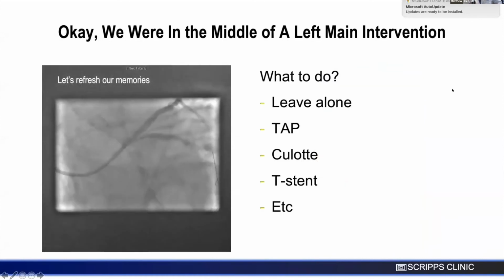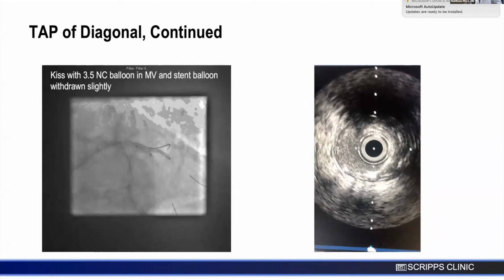So we've done two provisional bifurcations. One has turned into a TAP. Any thoughts on that TAP before I move on? Tanvir, Raj, or Richard? I think it looks good.